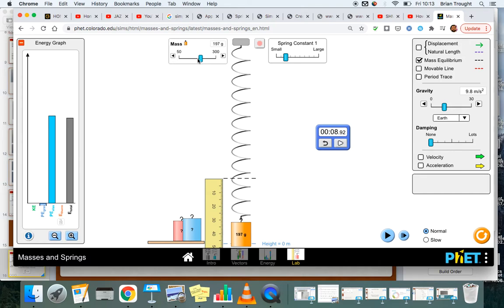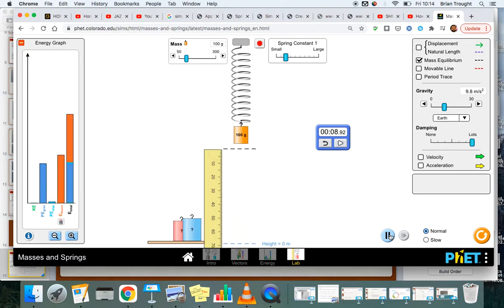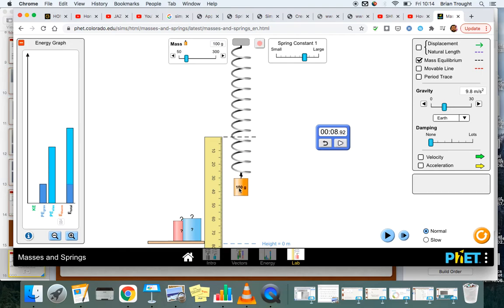And then go back to 100 grams, and you're doing an investigation this time with the spring constant. So lots of damping to reset it. Damping down to 0. Let's press pause. And let's increase the spring constant. Look, we're going to have to do the damping thing again. And then in this case, if I pull it down 40 centimeters here again, and let it go, what happens to the periodic time? Does it increase, does it decrease, or does it stay the same?